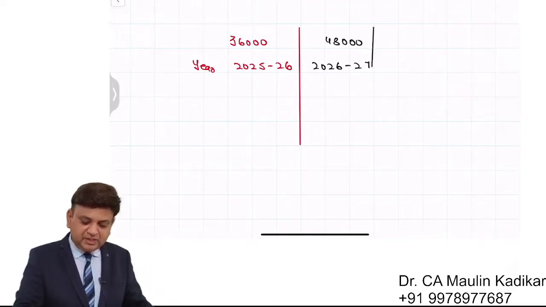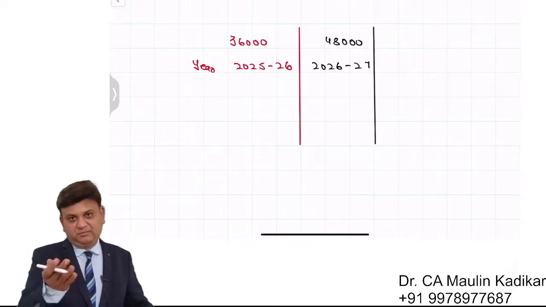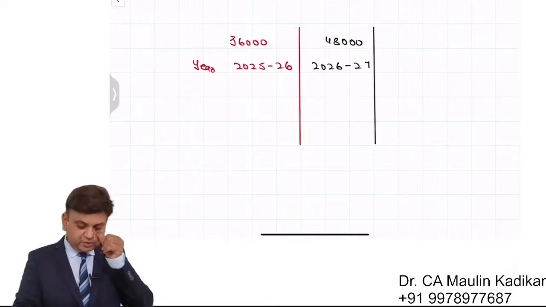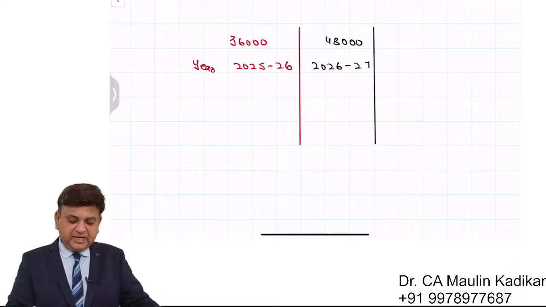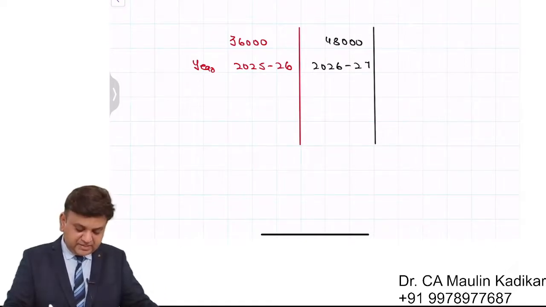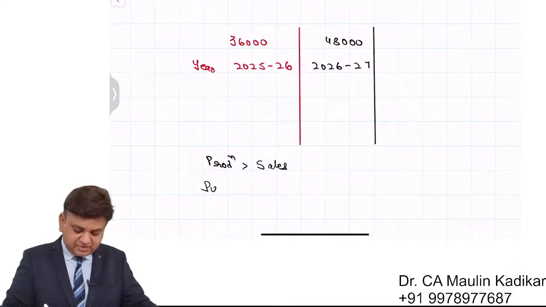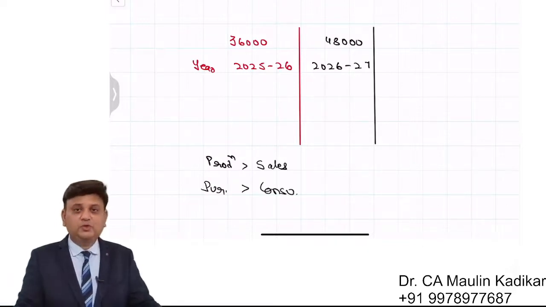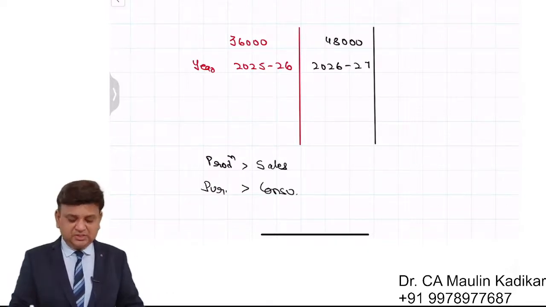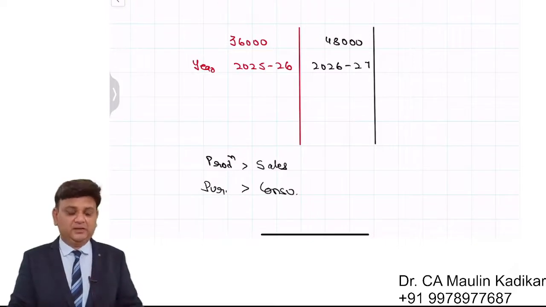Now during this year, whatever all of you have raised as a query is absolutely correct. We understand that the production is more than sales. 49 is exceeding 48. Purchase is again greater than the consumption. Why? Because the closing stock is more than the opening stock. This is definitely correct.